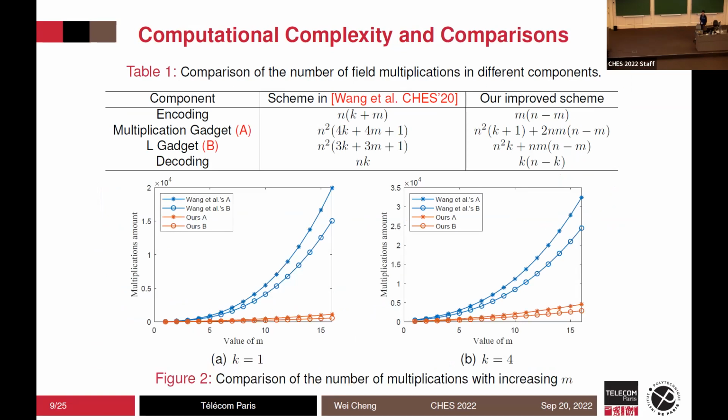So here is a comparison of the computational complexity and also the visual comparison. Just one note: here the L gadget is for performing the linear operation. In the construction, they use the same framework as in this multiplication gadget, so we denote them as A and B. We can see that the red curves are ours, with k equal to 1 on the left and k equal to 4 on the right. And then we count the number of multiplications. We can see that it can be improved a lot, saving the number of multiplications.